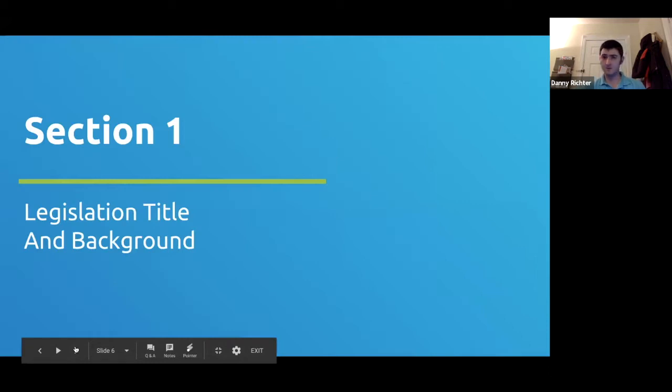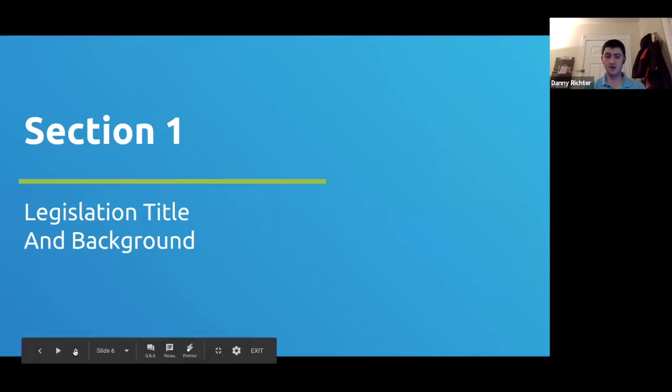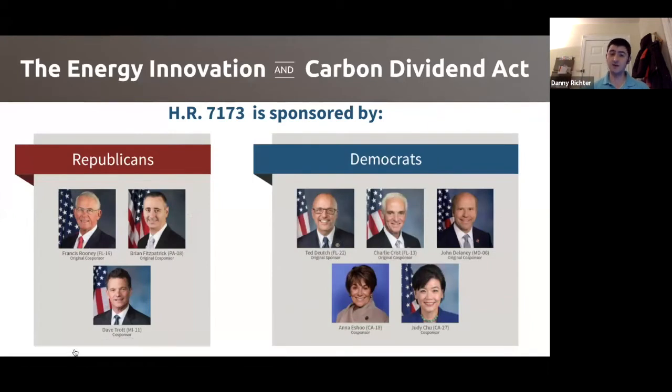And the first section in that section by section actually is just the introduction. So it's the legislation title and background. So just a reminder, the bill has been submitted. It was assigned a bill number of 7173. And as of today, it has 3 Republicans and 5 Democrats. Judy Chu, who is a member of the Ways and Means Committee, one of the 3 committees of jurisdiction for this bill, joined on as a Democrat.